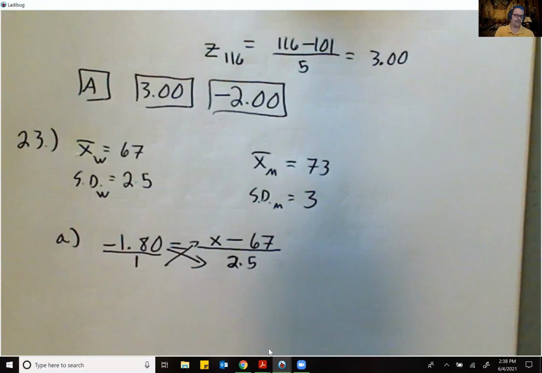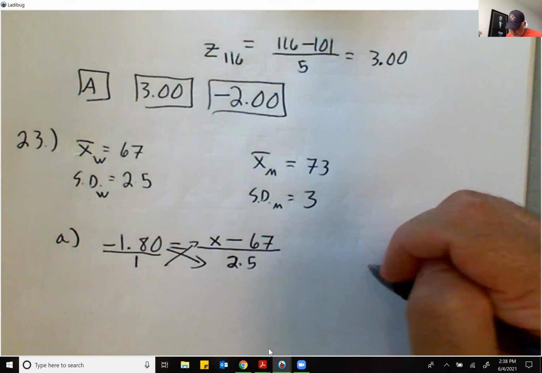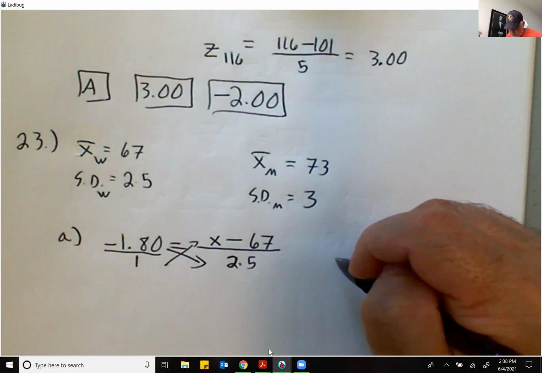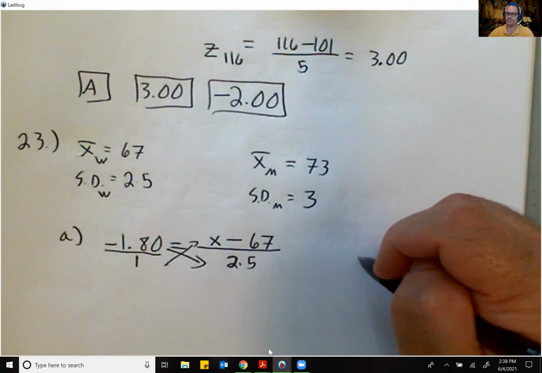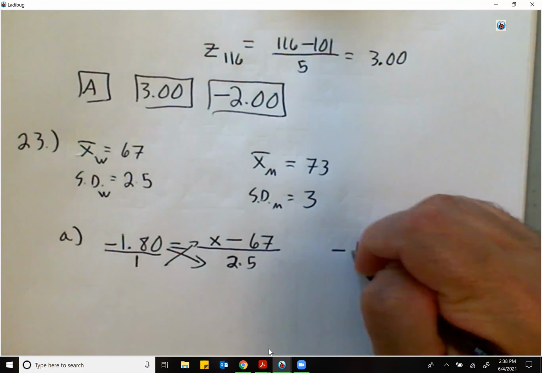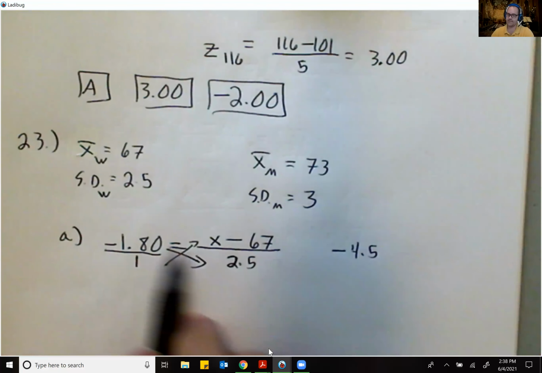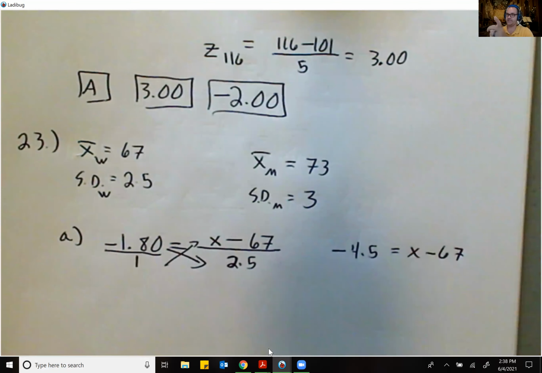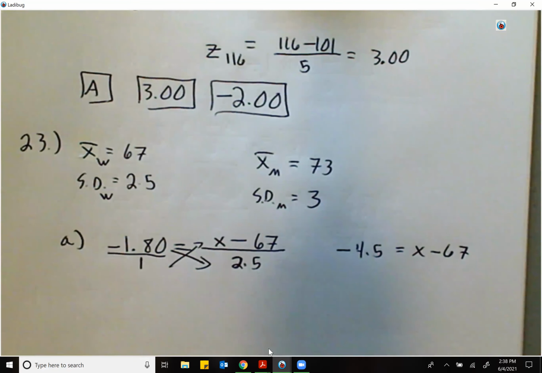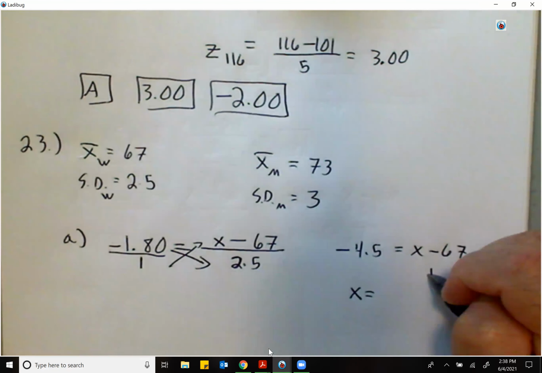So negative 1.80 times 2.5. What do you get? The answer is 62.5. Okay, but what is negative 1.80 times 2.5? Negative 4.5. So we're multiplying these two, and then 1 times all that is just going to leave it alone. And then what do we do now to get to your answer, Catherine? We add the 67. You got it.